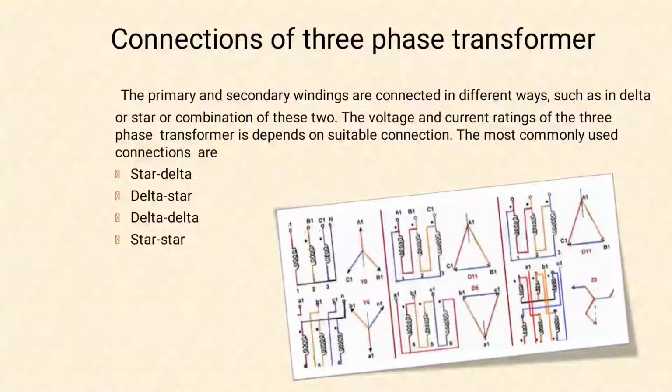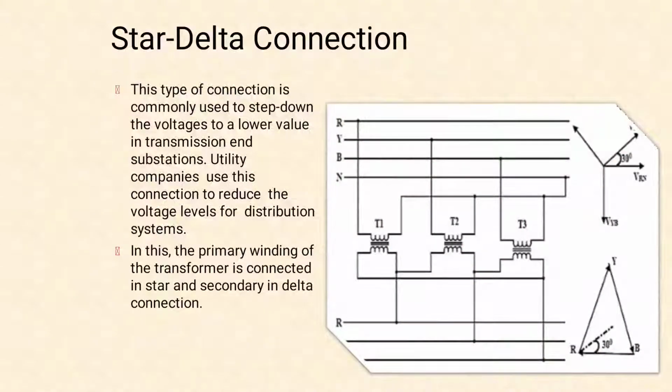So these are the connections of the three-phase transformer. There are four combinations of connection: star-delta, delta-star, delta-delta, and star-star. In star-delta, the primary is connected as star and the secondary is connected in delta. Similarly, in delta-star, the primary is delta and the secondary is star. In delta-delta, the primary is delta and the secondary is also delta, and in star-star, the primary is star and the secondary is also star. So the four combinations of three-phase transformer connections are generally available. From the diagram you can easily understand the connection of the four transformers.